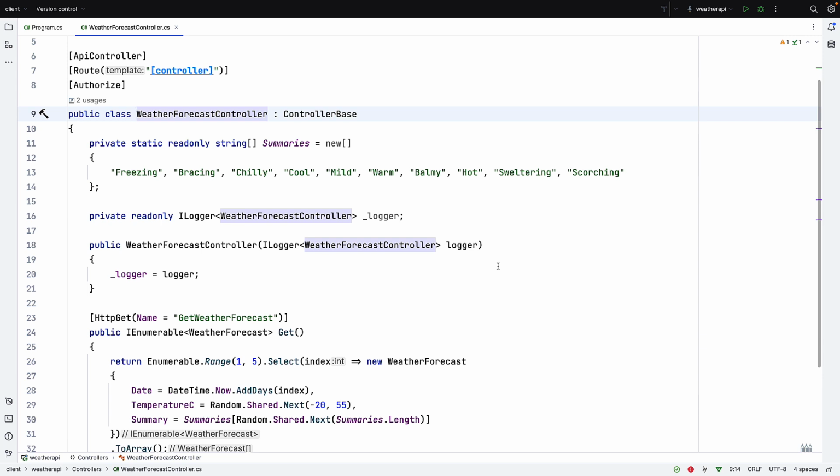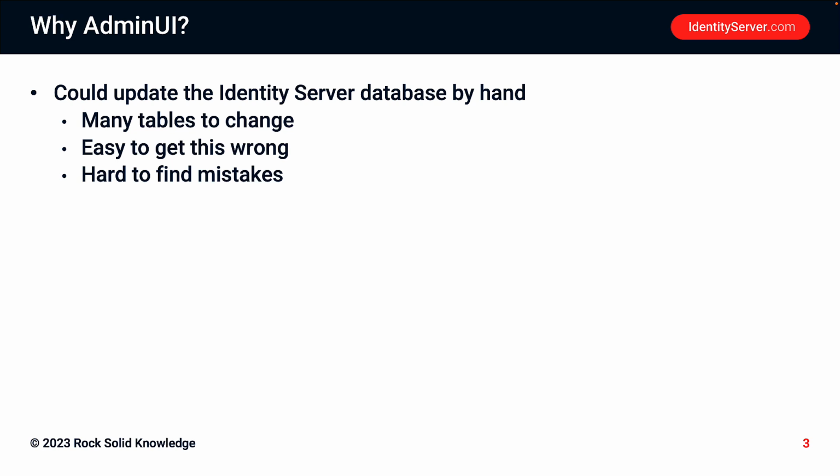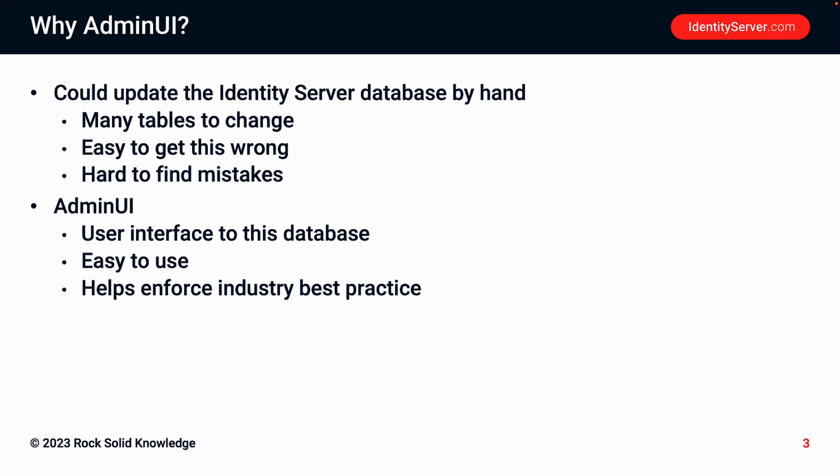And to do that, we're going to use AdminUI. So why use AdminUI? Well, you could update the IdentityServer database by hand, but there are going to be many tables to change. It's going to be easy to get this wrong, and it's going to be hard to find mistakes. Now, I guess you could write scripts to do this, but those scripts will need to be maintained and managed by you. AdminUI gives us a user interface to this database that's easy to use and easy to manage, and it also helps enforce industry best practice.